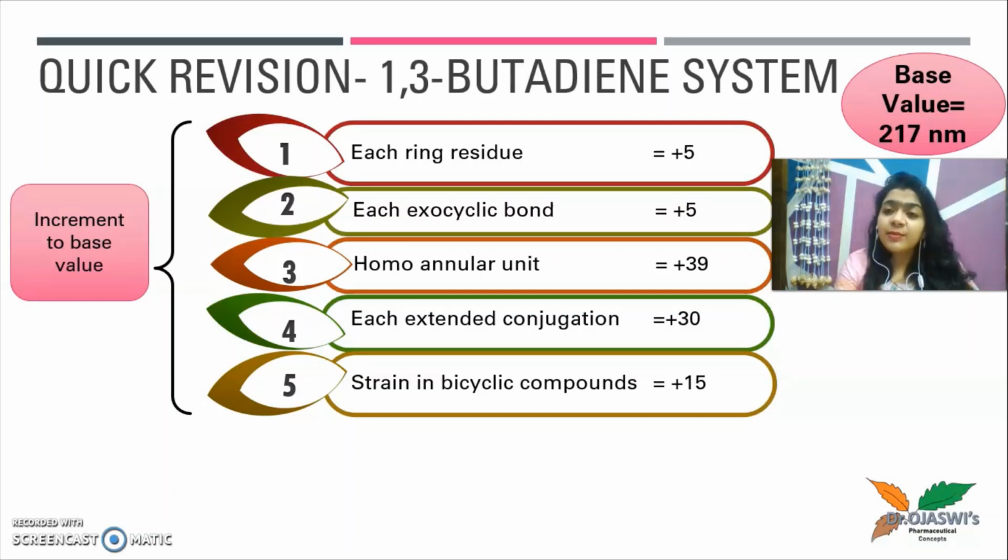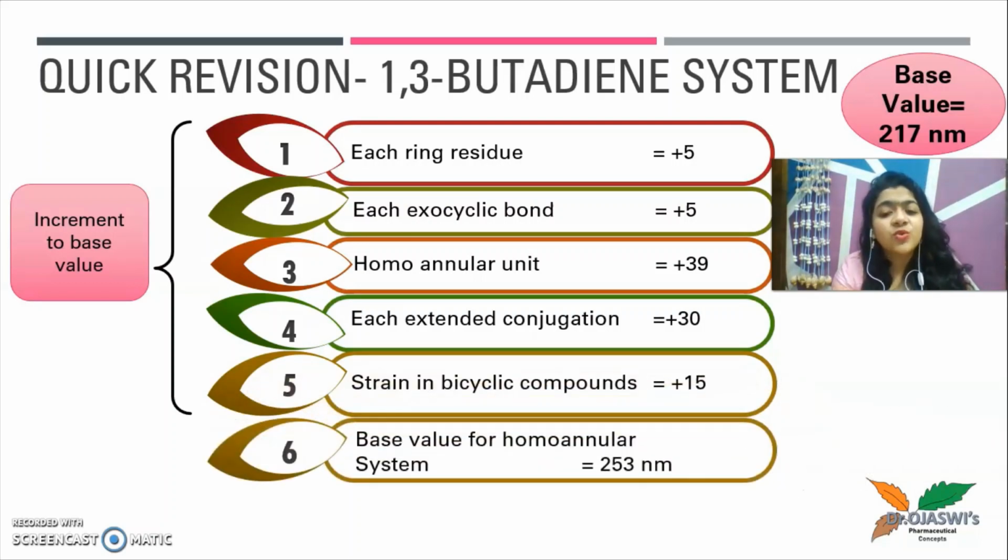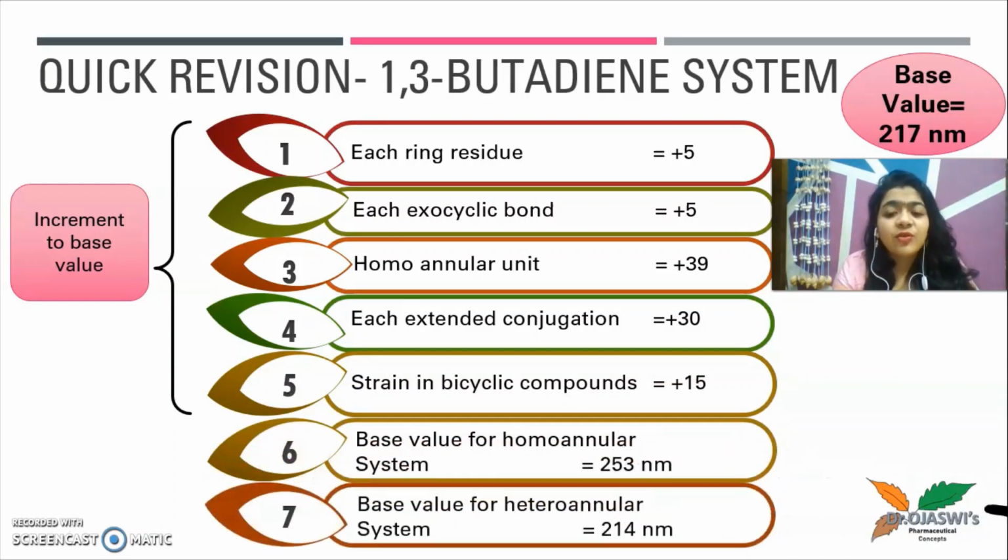Now the 1,3-butadiene system means the diene which is present in the straight chain form, but these diene, that is two double bonds which are in conjugation, they could be present in a ring also. So if both the double bonds are present in the same ring, we call that system as homoannular system, and the base value is different, that is 253 nanometers. And base value for heteroannular system, where both the double bonds are present in two different rings, is 214 nanometers. I repeat, these things we have already learned in detail in earlier videos. If you have missed those videos, please go through.